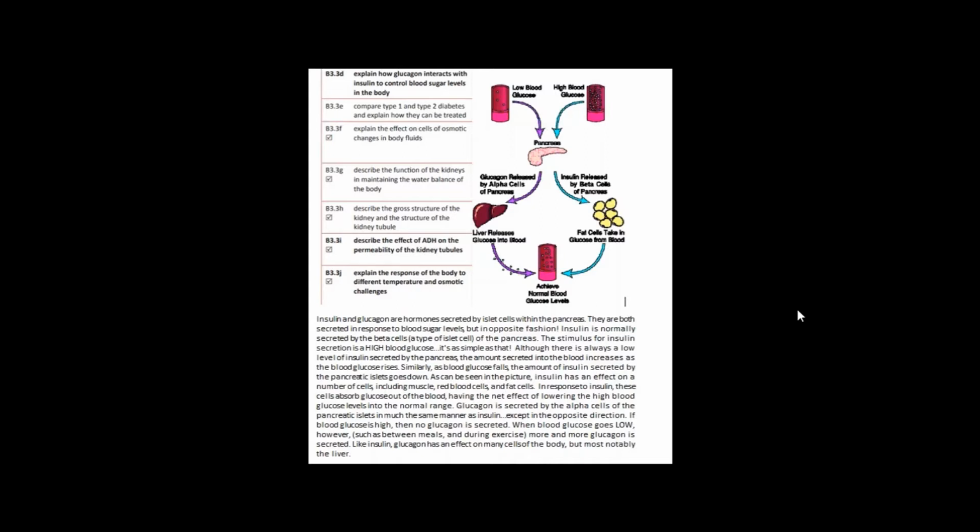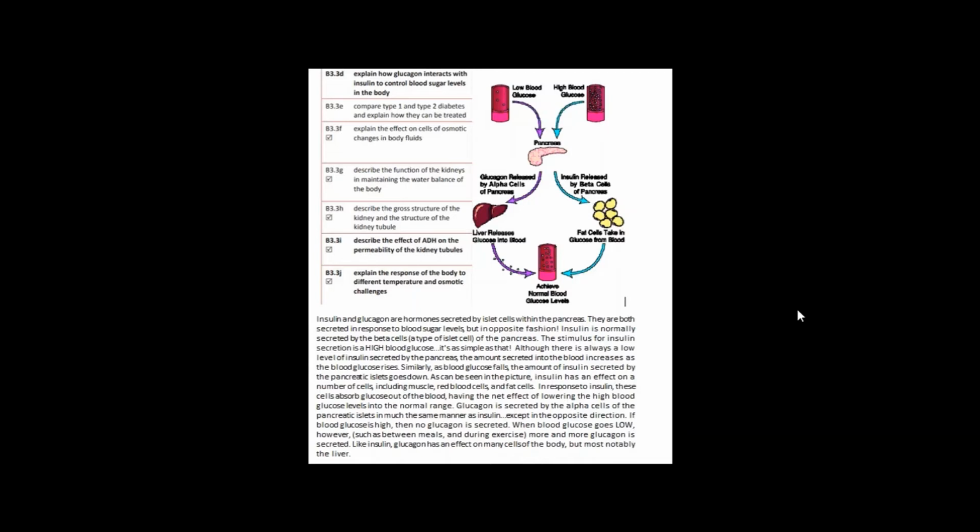Now, they're both secreted or released in response to blood sugar levels, but in opposite fashion. So if you have high glucose levels in your body, then insulin will be secreted. Now, insulin is normally secreted by beta cells, a type of islet cells in the pancreas. The stimulus for insulin secretion is high blood glucose. So if you have high blood glucose levels, then insulin is released. It is secreted by beta cells.